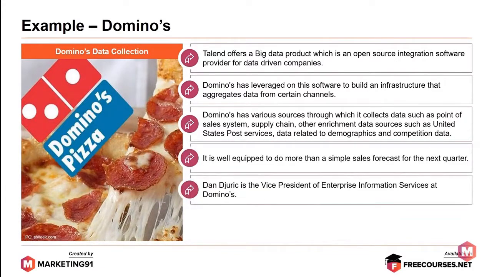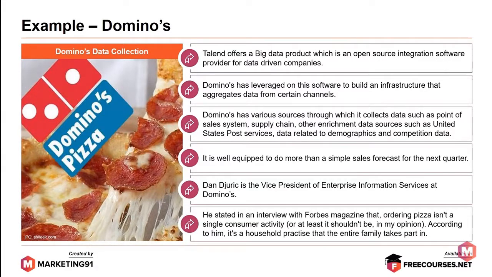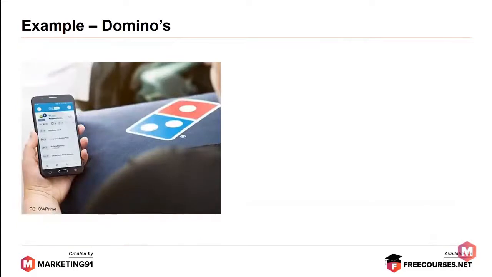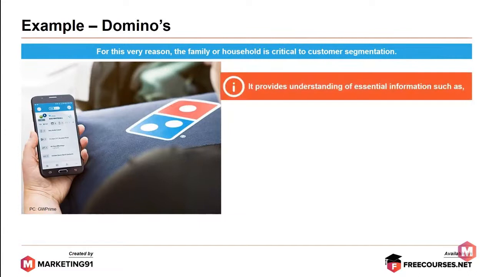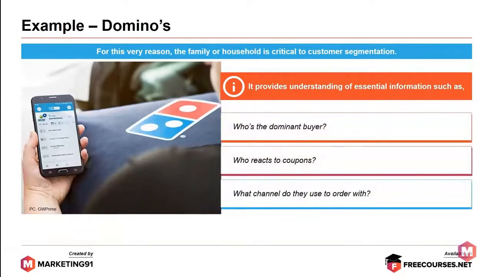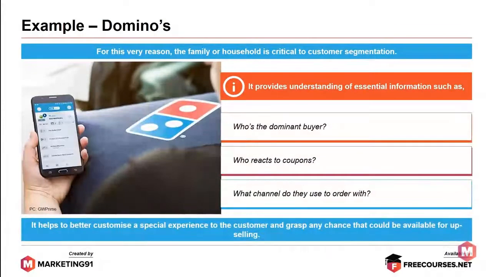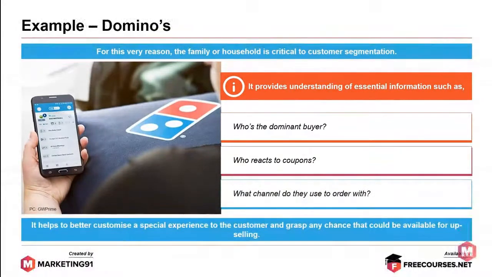Jan Urich is the Vice President of Enterprise Information Services at Dominos. He stated in an interview with Forbes magazine that ordering a pizza isn't a single consumer activity, or at least it shouldn't be, in his opinion. According to him, it's a household practice that the entire family takes part in. For this very reason, the family or household is critical to customer segmentation. It provides understanding of essential information such as who's the dominant buyer, who reacts to coupons, and what channel they use to order with. It helps to better customize the experience to the customer and grasp any chance that could be available for upselling.